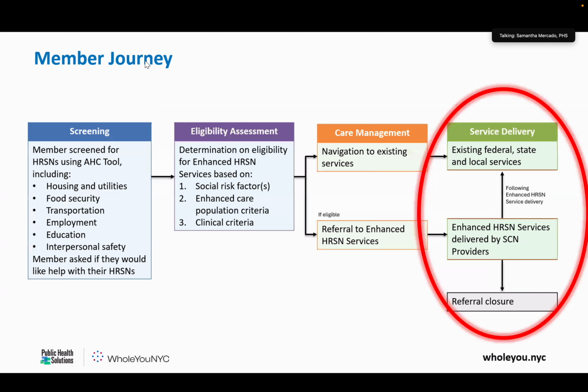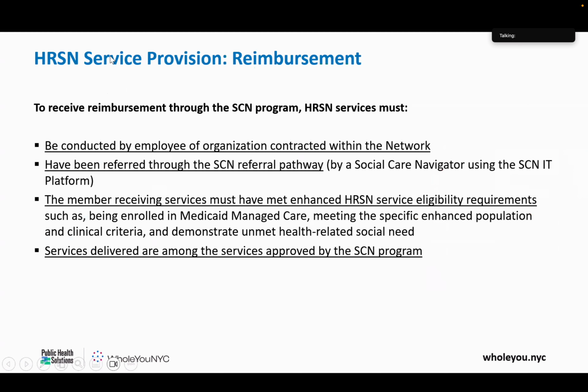And then lastly, we have service delivery. So the requirements here is that it's conducted by an employee of the organization contracted within the network, that they have been referred through the SCN referral pathway. So it has to be that this member is coming to receive enhanced services through a social care navigator that has used the Unitas platform.